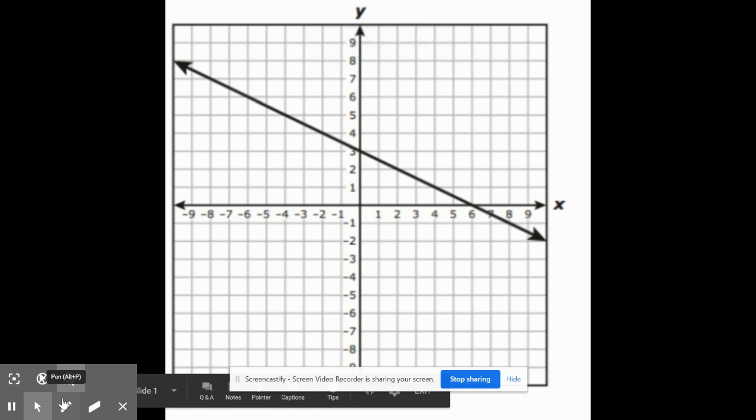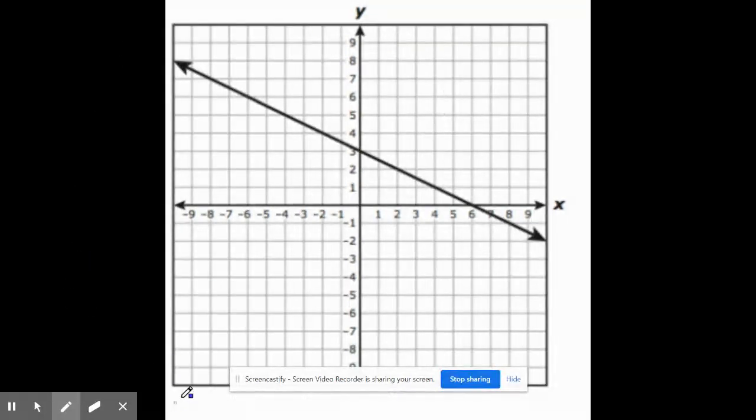All right, so let's look at how we would write an equation in slope-intercept form using a graph. All right, so this is one of the representations we might have of a slope-intercept line. So the very first thing we're going to do is determine if the slope is positive or negative. All right, so that's going to be our first step.